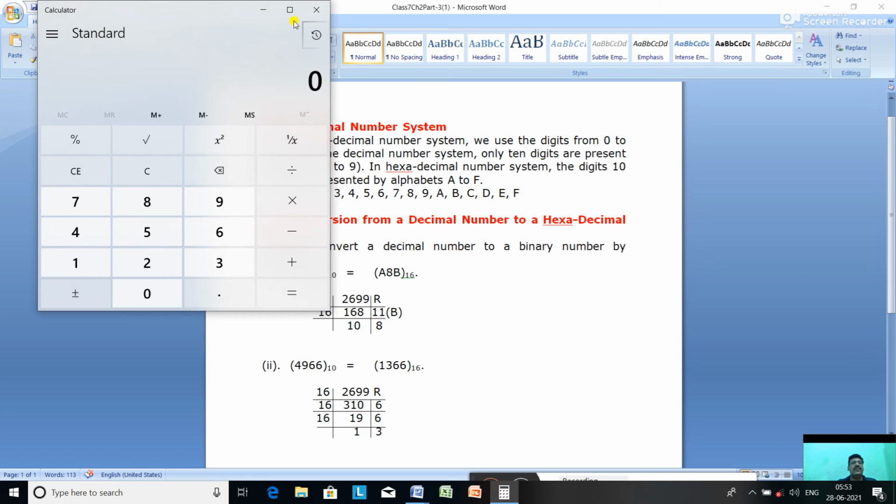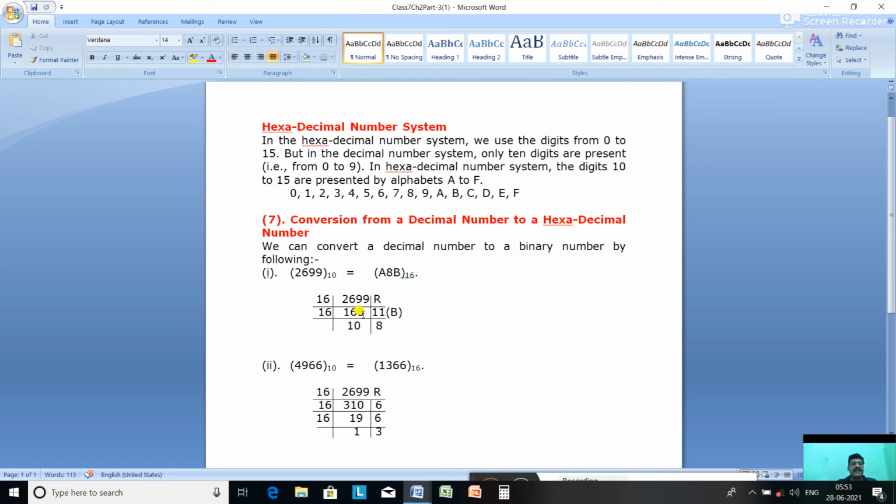168 times. So it goes 168 times. So 8 times will be 128. So the remainder comes 11. When we divide 2699 by 16, the remainder will be 11. The 11 means capital B. Again, now how many times? 168 divided by 16. How many times? 10 times. 16 into 10 is 160. So what will be the remainder? The remainder will be 8. So now here 10 means A, 8 means 8 only, and 11 means B. What will be the answer? The answer will be A8B.